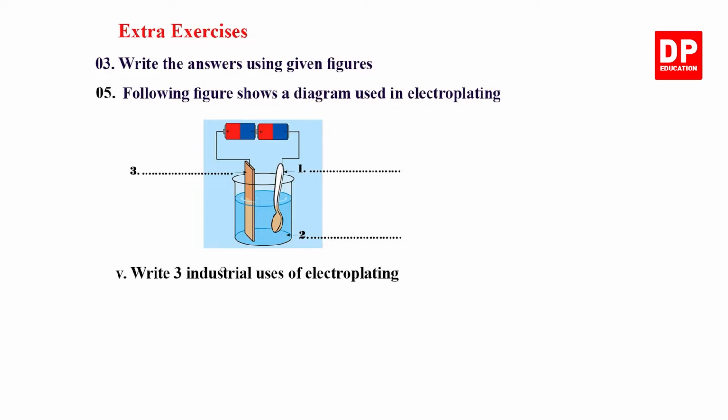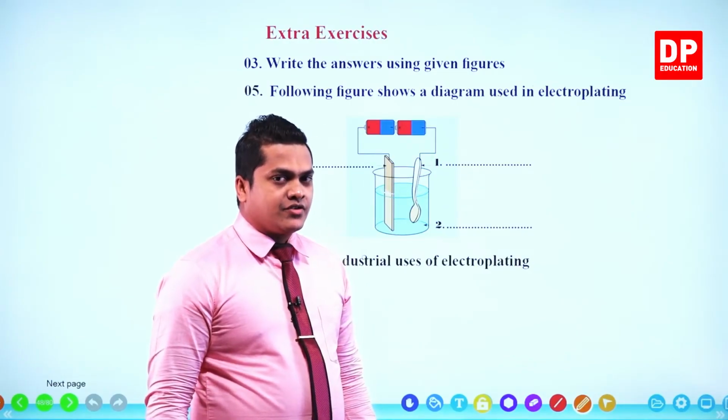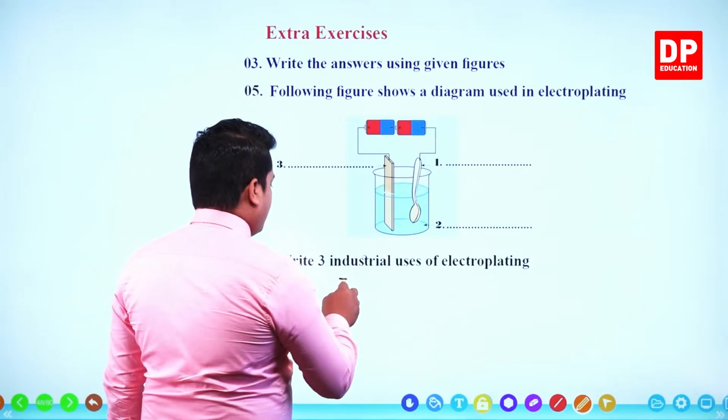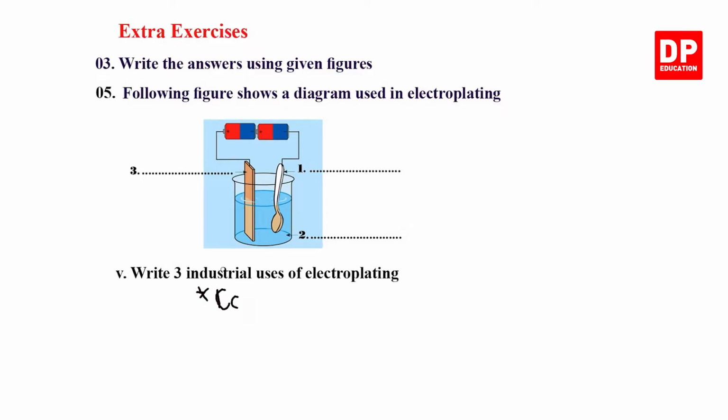Right, the industrial uses of electroplating. Once again, you are asking about the industrial uses of electroplating. So we can write number 1, coat tin on iron. Number 2, galvanizing.